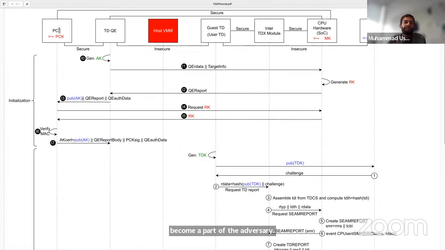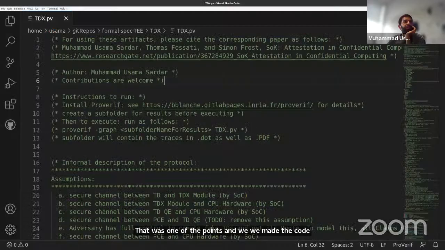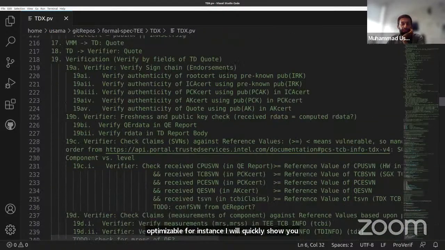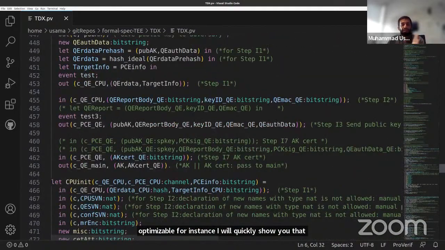That's why I really say that in confidential computing attestation protocols specifically, there is not much science behind this assumption. Since 2021, there was the claim of Intel that this is not required to be trusted. That was one of the points. And we made the code very customizable. For instance, I will quickly show you that we tried to make it as customizable as possible.